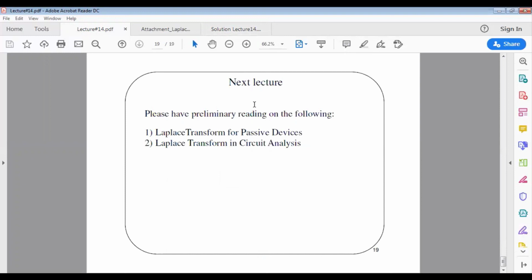Next lecture, lecture 15, which will be the last lecture of chapter 4, we're going to learn about the application of Laplace transform, in which we're going to see how the Laplace transform is used in solving circuit analysis problems.